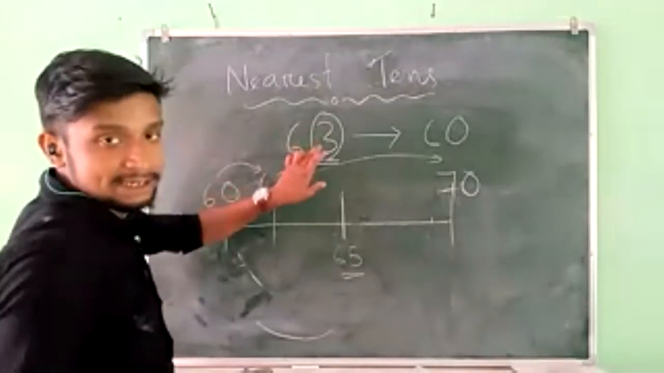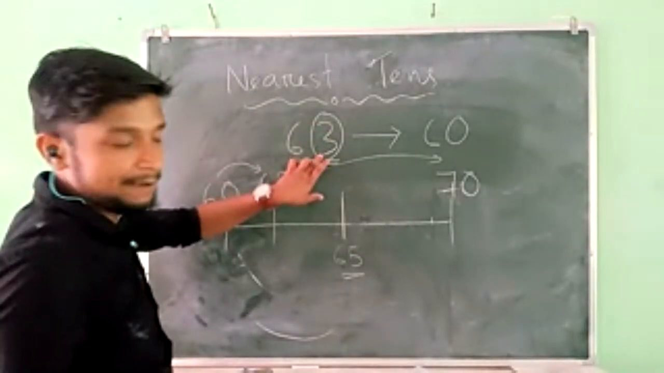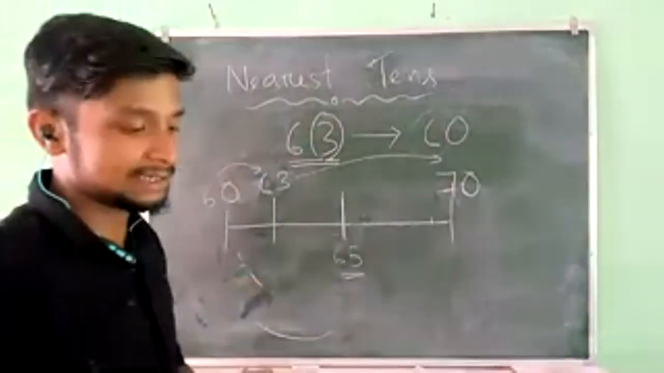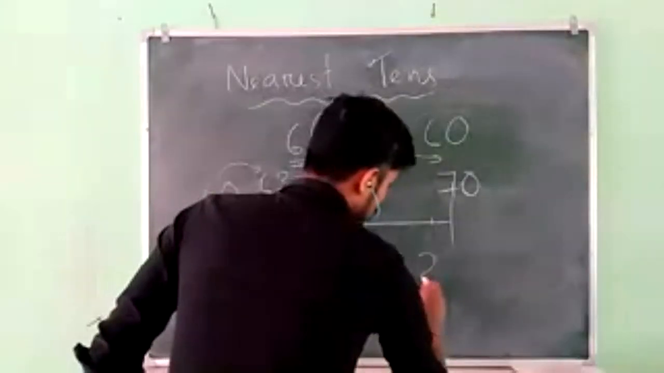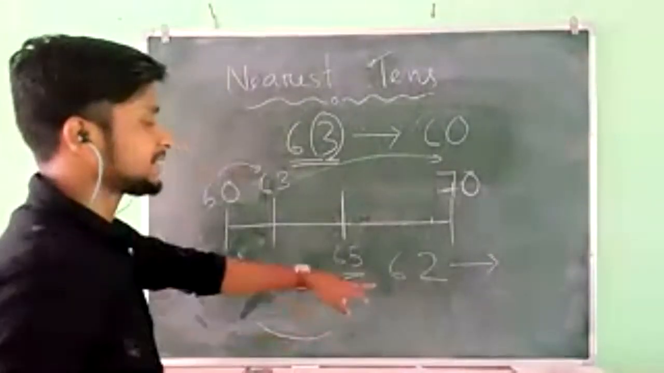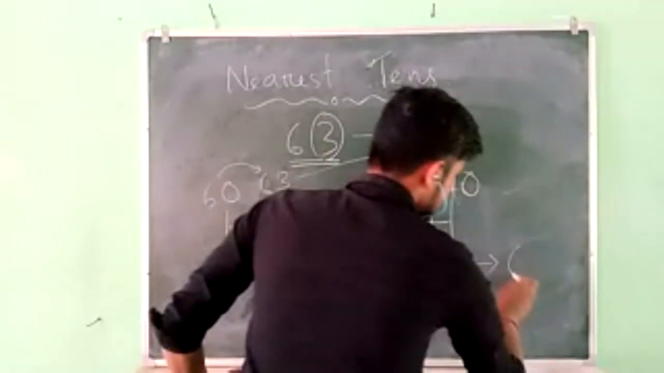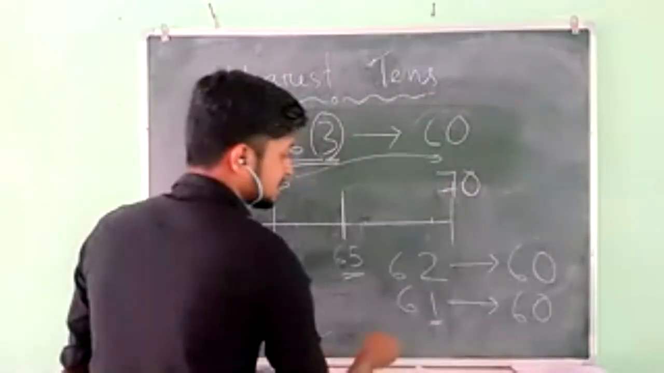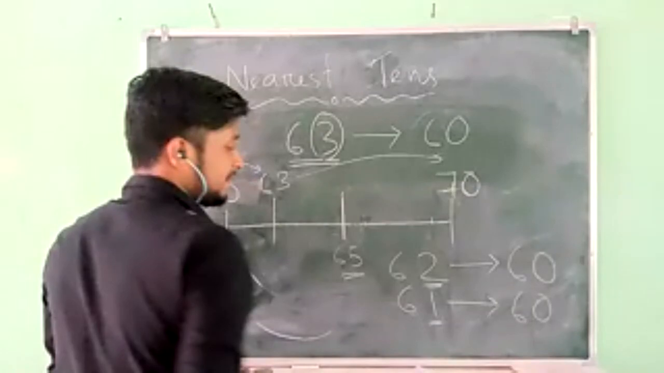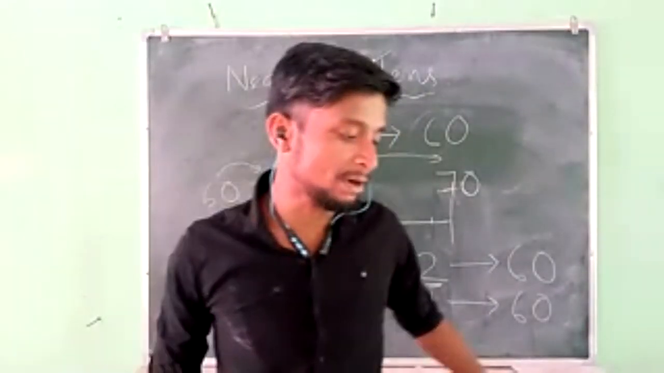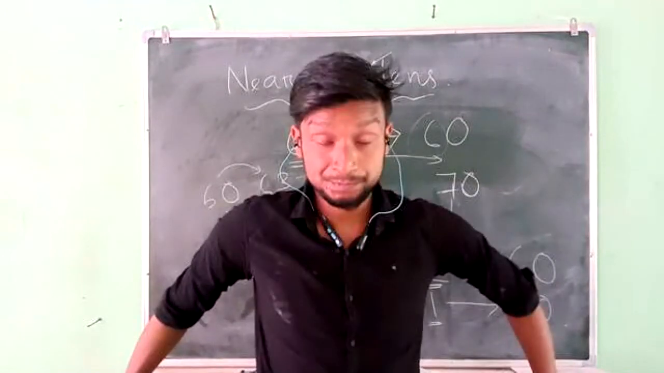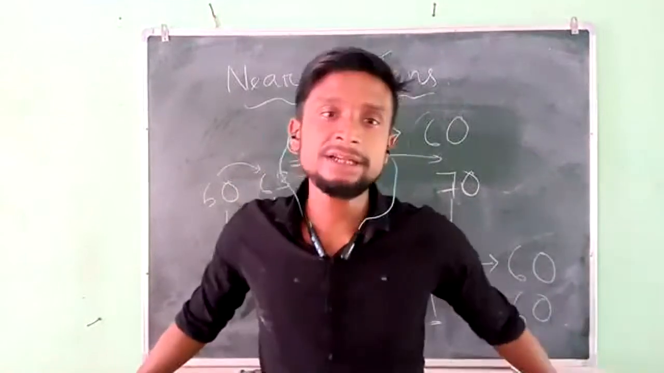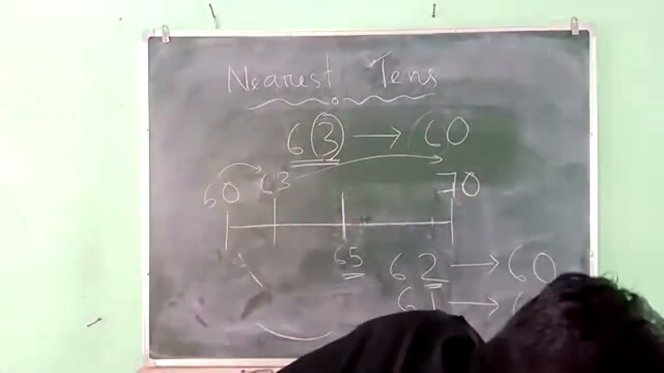Now listen, remember, only check the ones place. If it is less than 5, then you just make this digit 0 and the remaining digits will remain the same. Similarly, if I round off 62, it will be 60. If I round off 61, it will be 60 again, because this is less than 5. Alright, so this is all for today. In the next class we will discuss rounding numbers to the nearest tens, 100 and 1000.